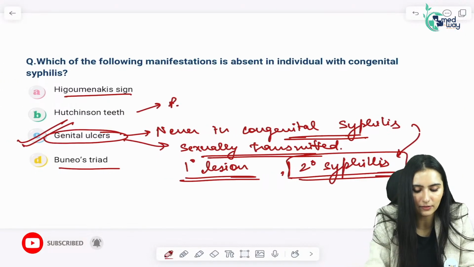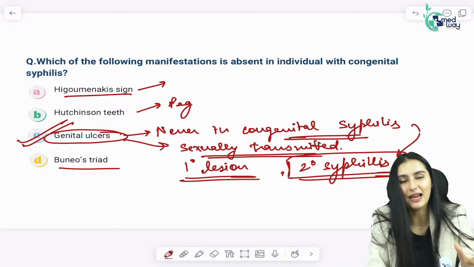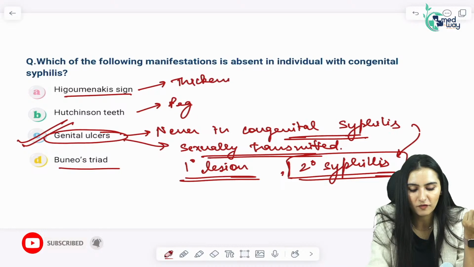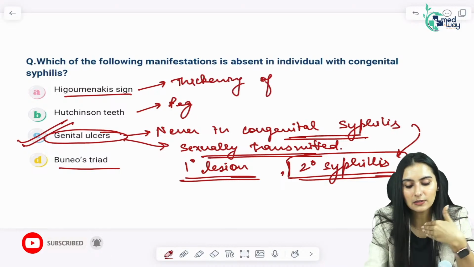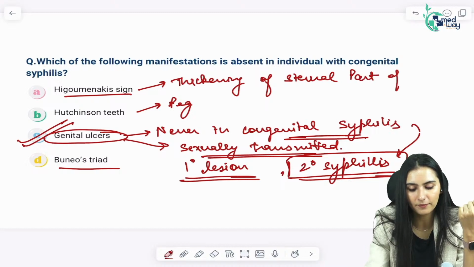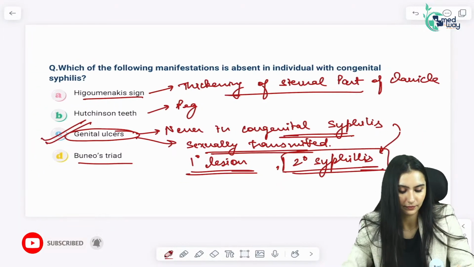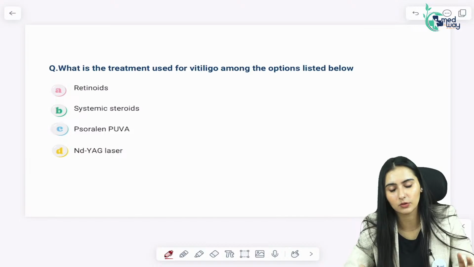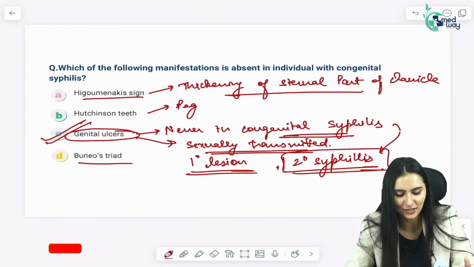These are peg-shaped teeth. What is Higouménakis' sign? It is thickening of the medial part of the clavicle, basically the sternal part of your clavicle. So easy, not that difficult. It is just a concept they were trying to ask: congenital syphilis will not have genital lesions.